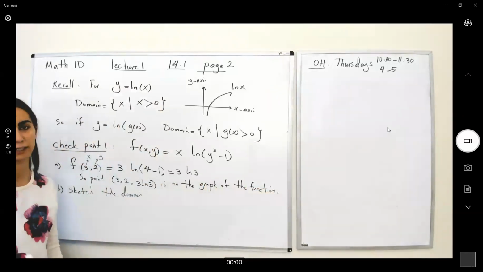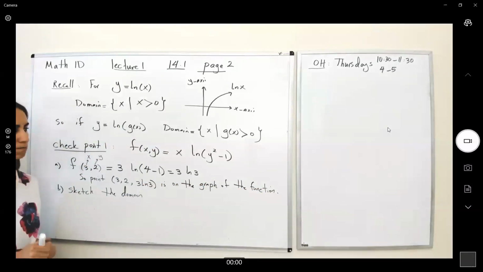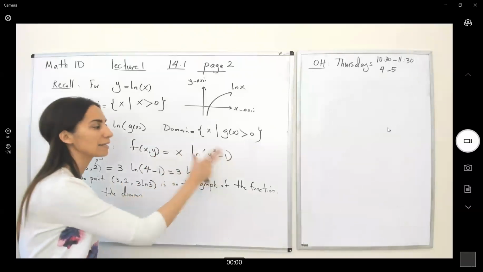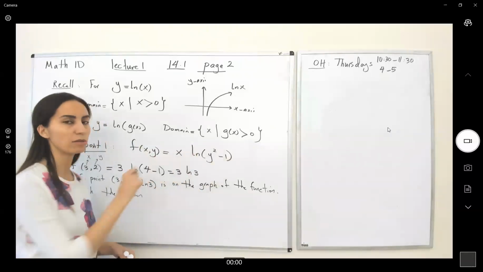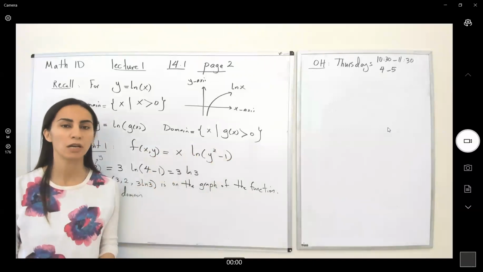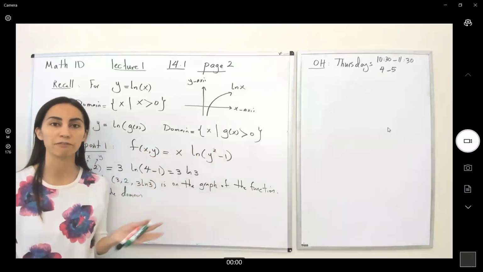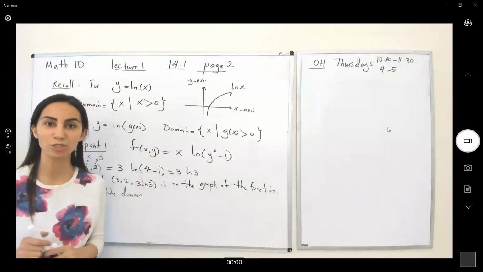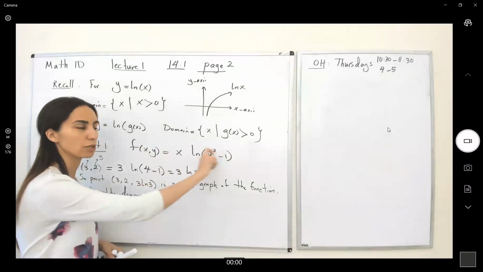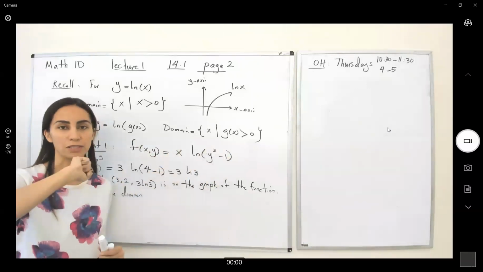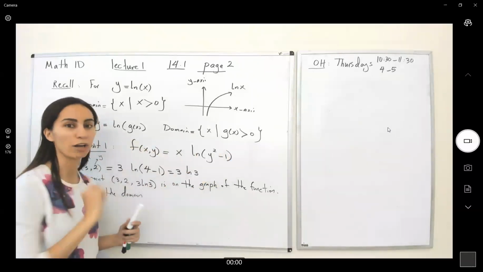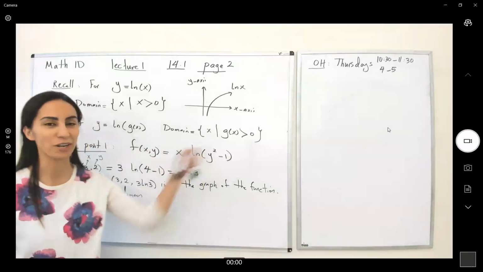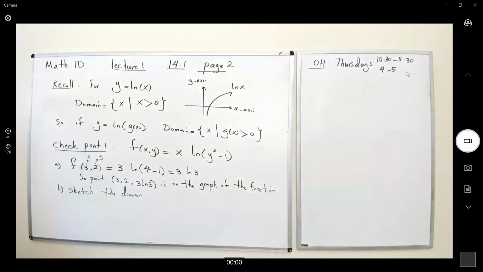Sketch the domain. Okay, so this is the product of x and ln. I don't have any problem with x. x can be any number. It can be 0, it can be negative, it can be a fraction, it can be a radical. I don't care. But when it comes to ln, I have to be careful about the quantity inside parentheses. Note that this quantity cannot be 0 or negative.